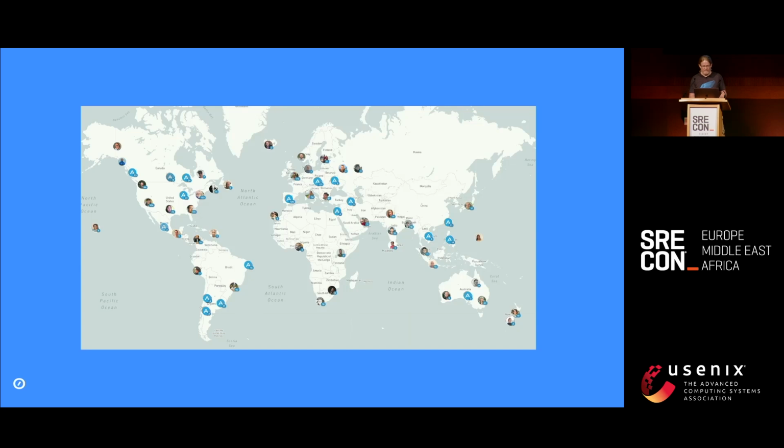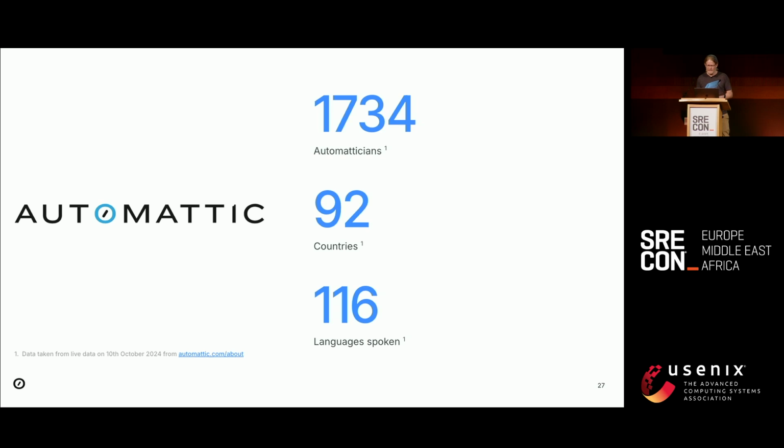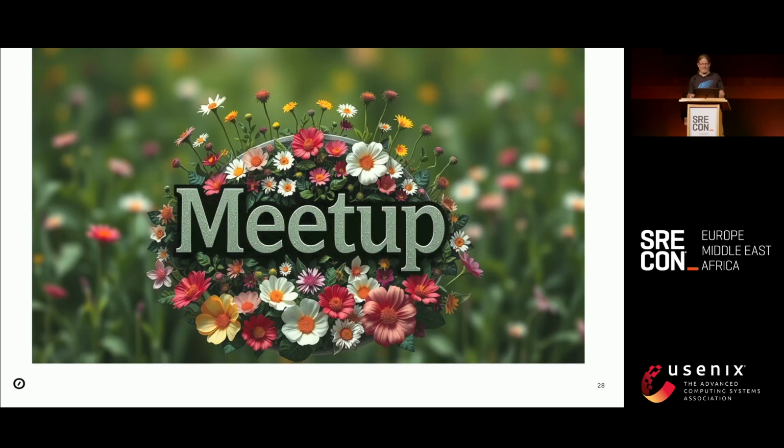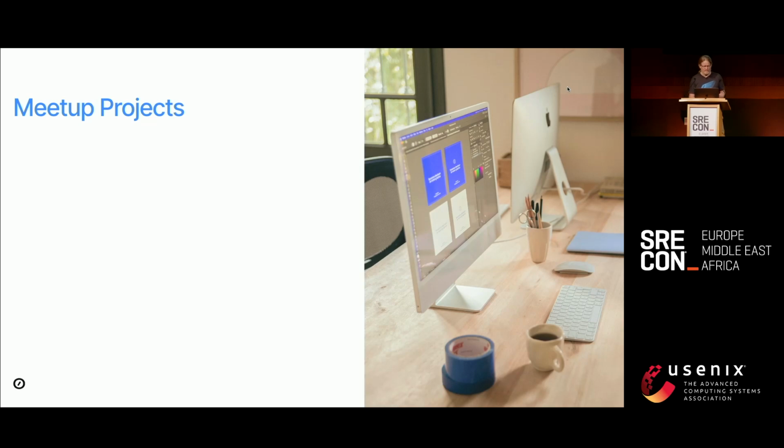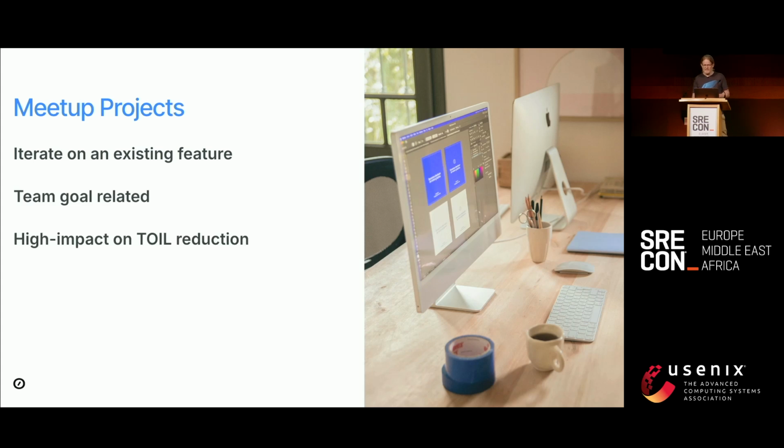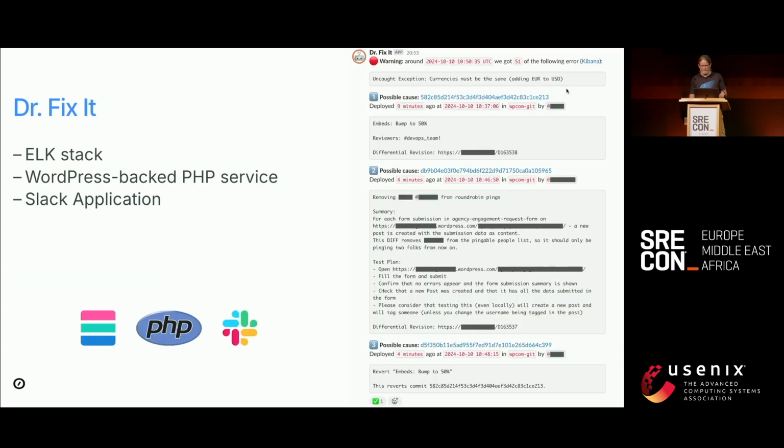Automattic is a fully distributed remote company, so we have engineers all over the world, in fact, in 92 countries. And what that means is that at least twice a year, we get together somewhere in the world, we pick a city, and we all fly there and hang out together and collaborate. And this year, we actually ended up going to Athens. And while we're there, we do meetup projects. This is a good thing, it brings everybody together. We like to iterate on existing features or work on something the team's interested in. Or one of our favorites, obviously, is to do something that has a high impact on toil reduction, or some fancy user-facing feature that's going to win us brownie points when we get back from the meetup.